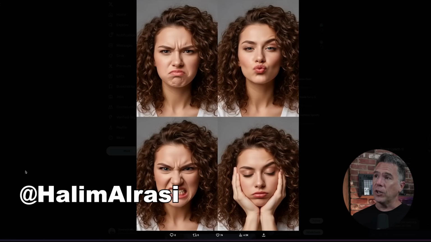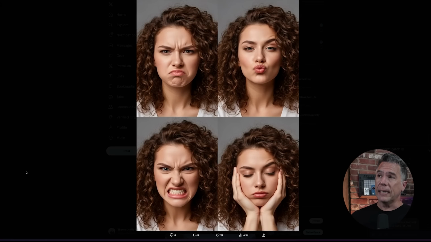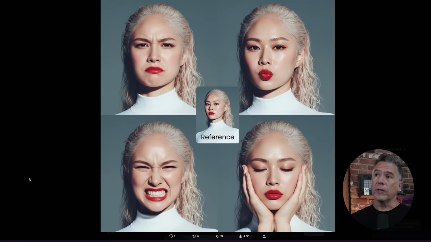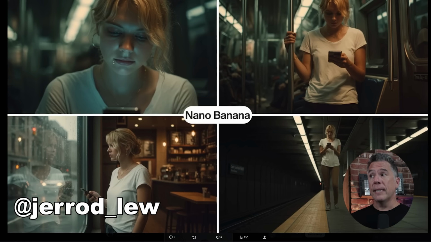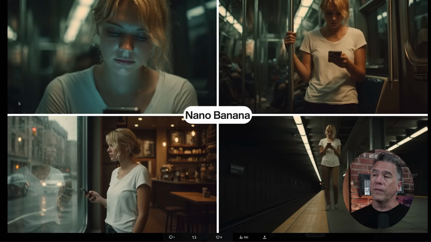And it's pretty exciting because this is a very powerful model. A friend of the channel, Halim Al-Rashi, for example, takes it out on an expression test utilizing this 4-up set of images, and then utilizing a reference character, essentially recreates those same expressions with that character. That's pretty crazy. Jared Liu showcases a consistent character across 4 different locations.